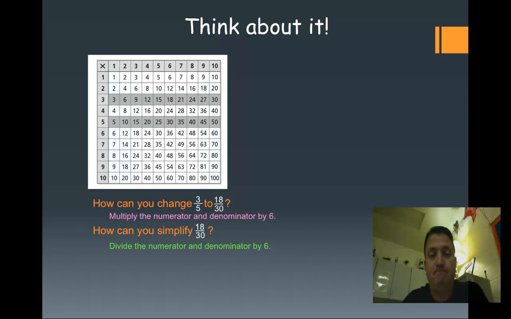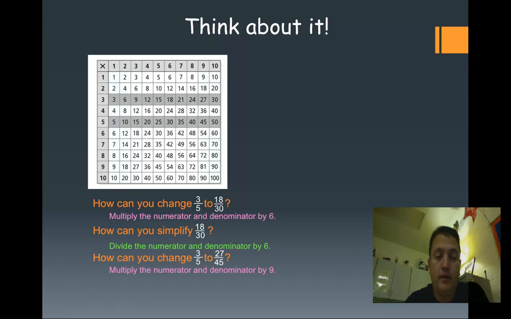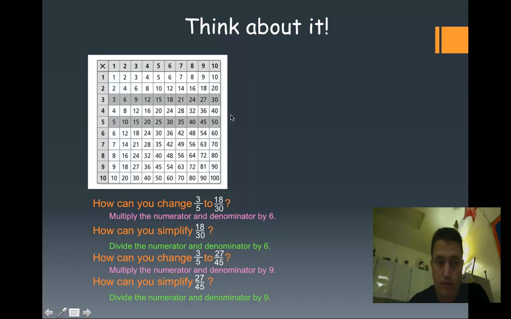Okay? So, next one. How can you change 3/5 to 27/45? What would your multiplier have to be this time? Hopefully you came up with 9. You multiply the numerator and denominator by 9. And last one, how would I make 27/45 into 3/5? I would divide the numerator and denominator by 9. That would give me back to my 3/5.